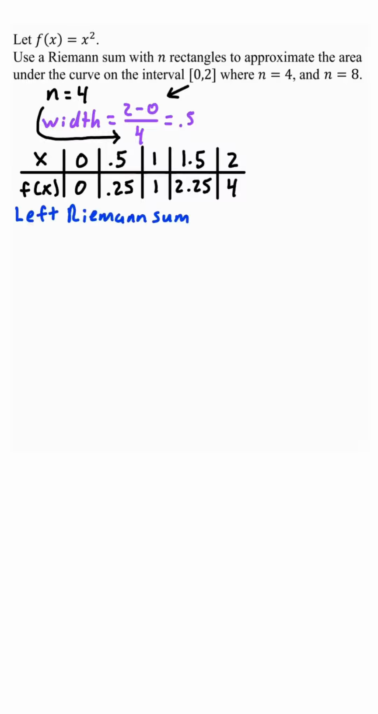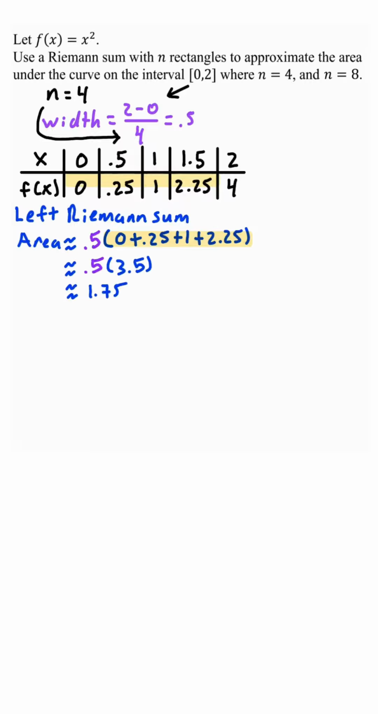For the left Riemann sum, we're going to use the 4 left f of x values. So the area is going to be equal to 0.5, that comes from the width, times the sum of these 4 values. Simplify this, and you get 1.75.